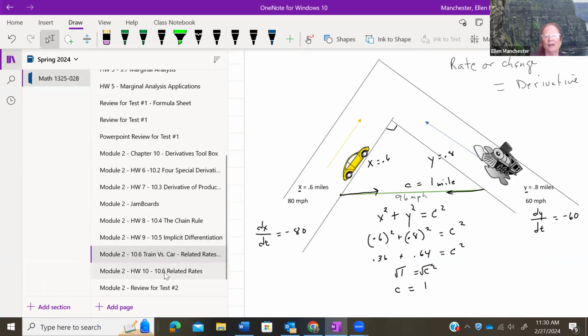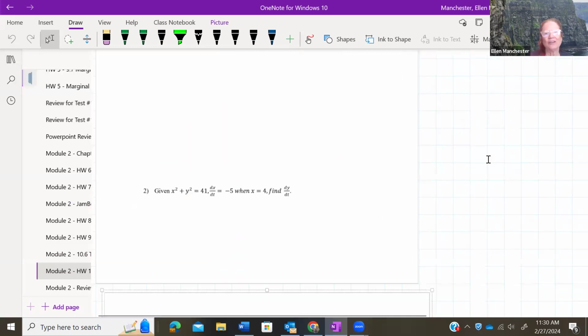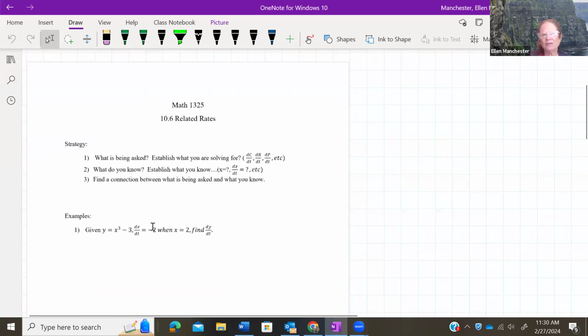So, okay, here we go. We're going to start with just basic related rates. So here are your 3 questions. You don't have to necessarily write things down, but I want you to be aware of: what am I looking for? What do I know? And what's the connection? You want to go through all 3 of those every time.